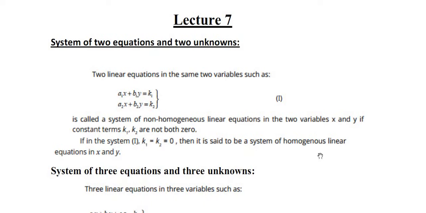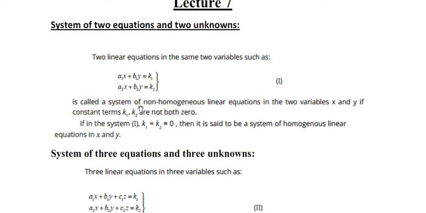We know that two linear equations in the same two variables, such as a1x plus b1y is equal to k1, a2x plus b2y is equal to k2, is called a system of non-homogeneous linear equations in the two variables x and y if the constant terms k1 and k2 are both non-zero. If in this system k1 and k2 are equal to 0, then it is said to be a system of homogeneous linear equations in x and y.